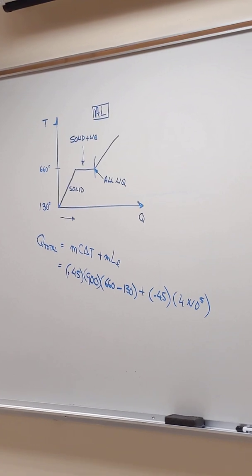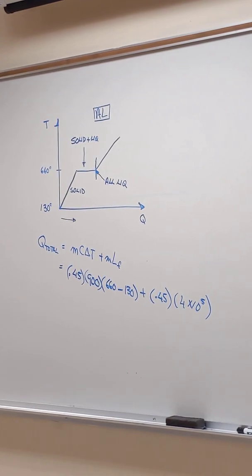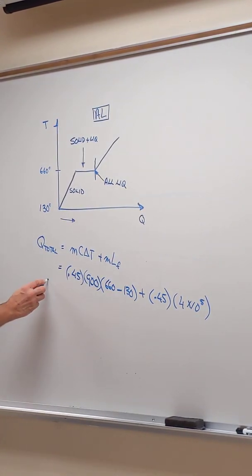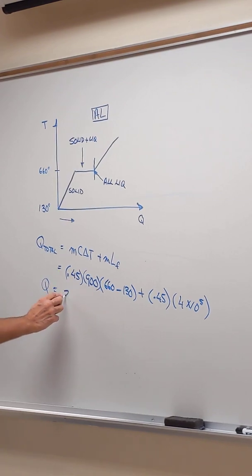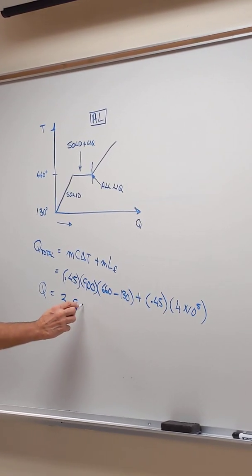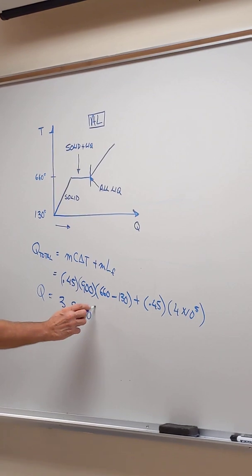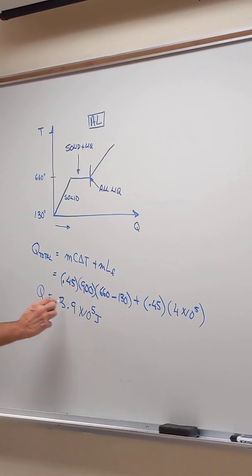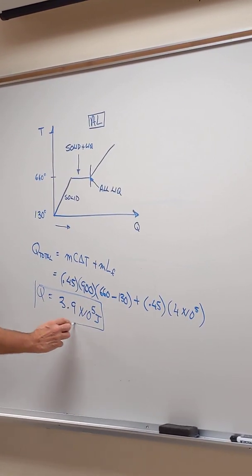All right, that's it. Oh, what was the answer? Q in the system was 3.9 times 10 to the fifth joules. That's how much energy I need to put into the system.